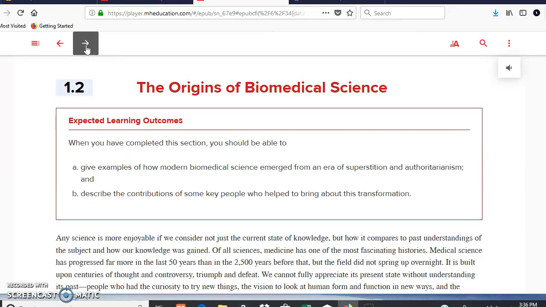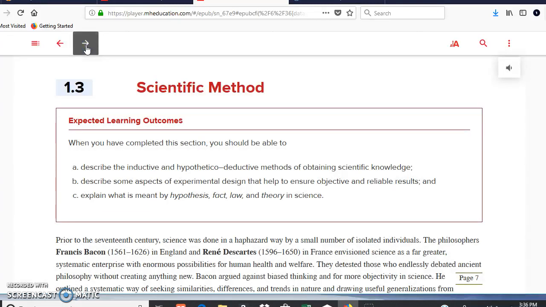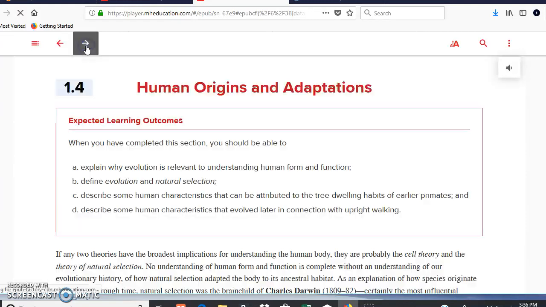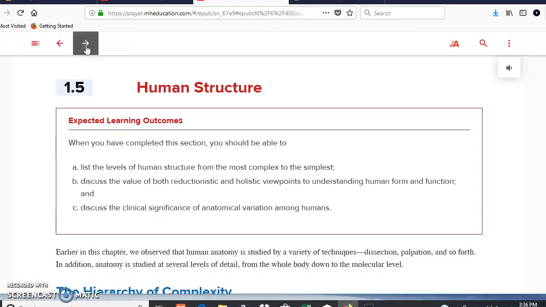Origins, that's history. I'm not going to cover that. That's not going to be part of your exam. Let's keep going. Scientific method. No, it's not part of your exam. You should know this from high school. Next topic, human origins. Again, it's history. You should skip this.